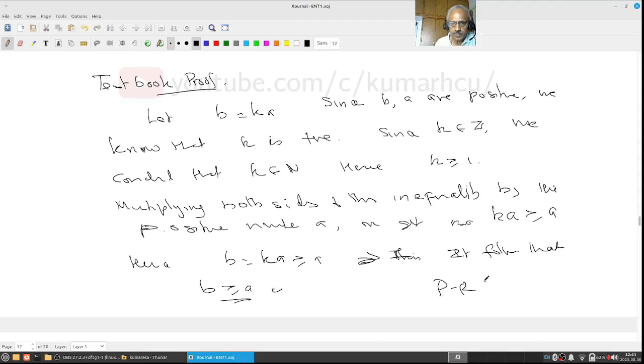Pause, review, proceed. Again, do you see that? It's very easy. I only have to observe K is greater than or equal to 1, multiply by A on both sides. KA is greater than or equal to A, but KA is B, therefore B is greater than or equal to A. That's it. But we have to write the proof. It comes to something like 4 or 5 sentences.